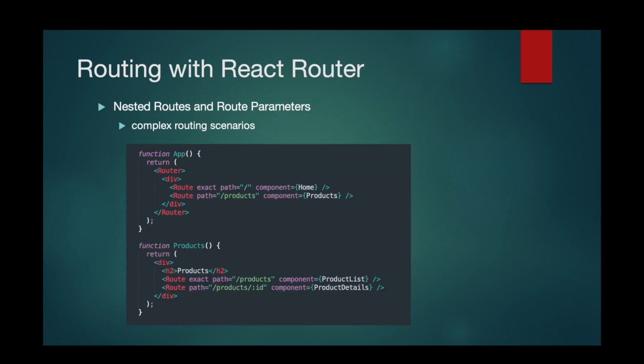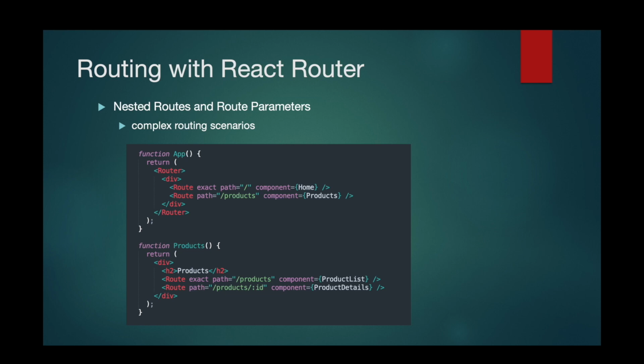Nested routes and route parameters. React Router supports nested routes and route parameters, allowing for more complex routing scenarios. In this example, we define nested routes for a slash products route, with a nested route for displaying product details based on the ID route parameter.